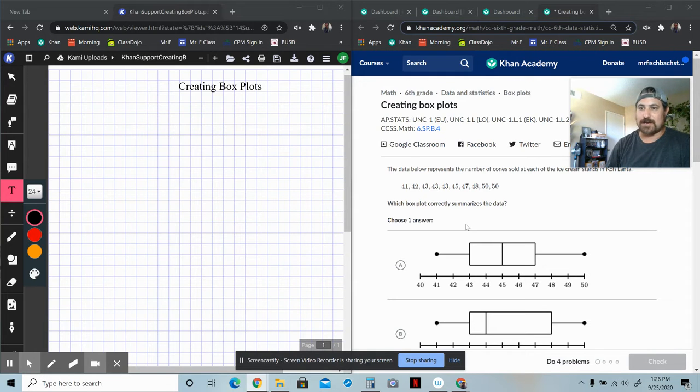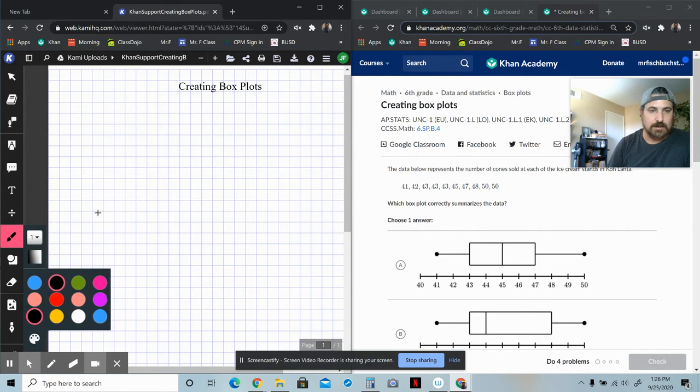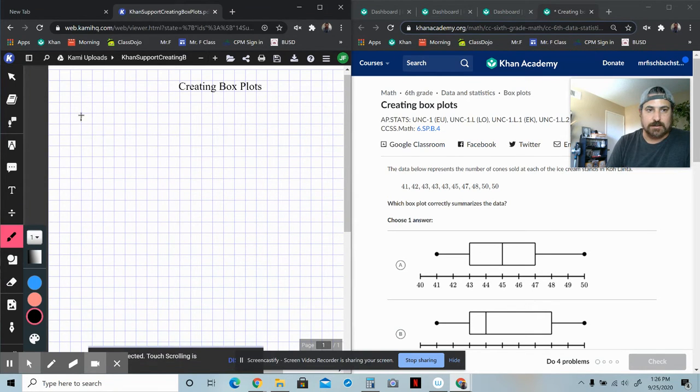So I'm going to show you guys how to do this. It's pretty straightforward once you get used to it. So for the first problem on Khan that we got here, it says a list of data here. We got a bunch of data, so let's just do it.